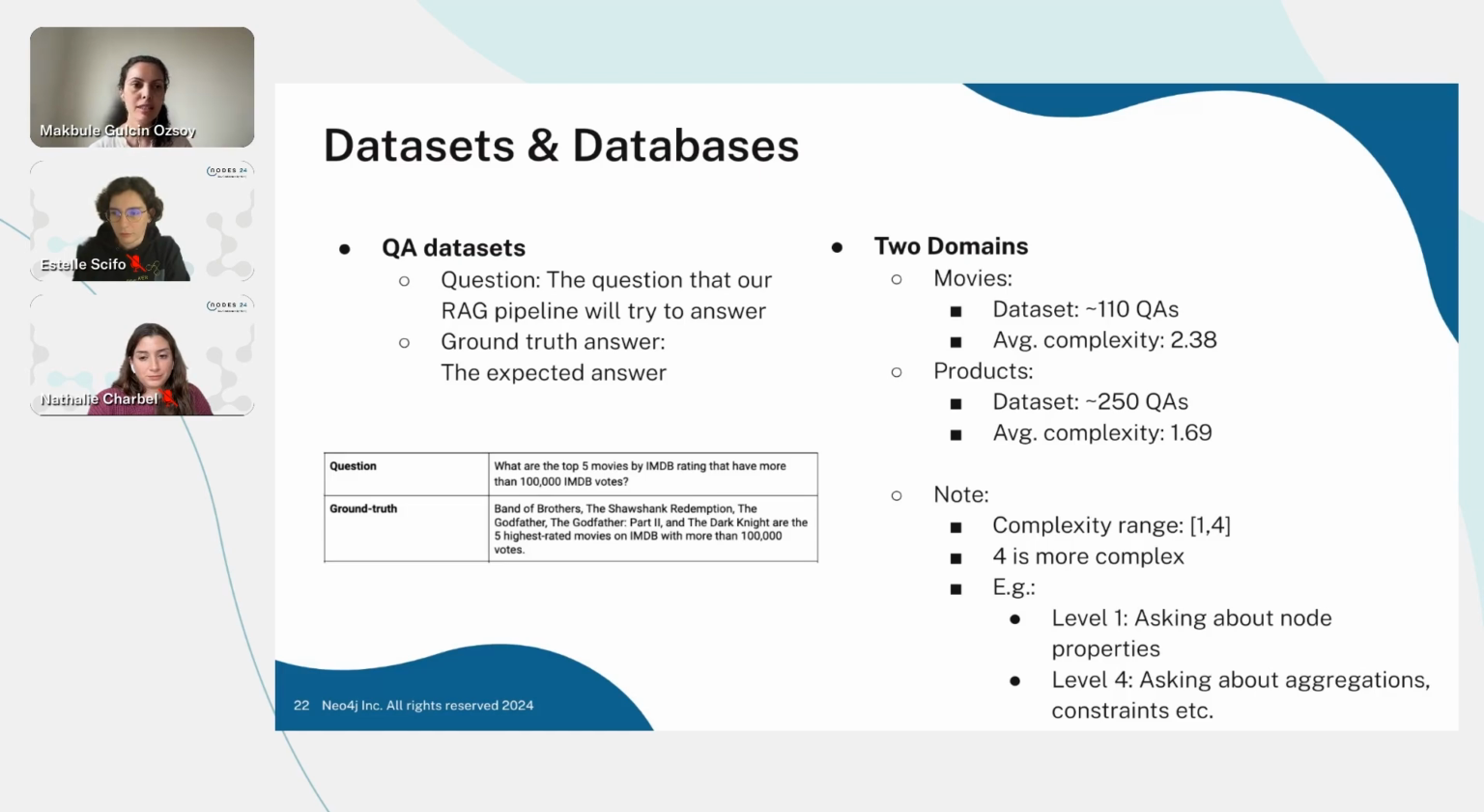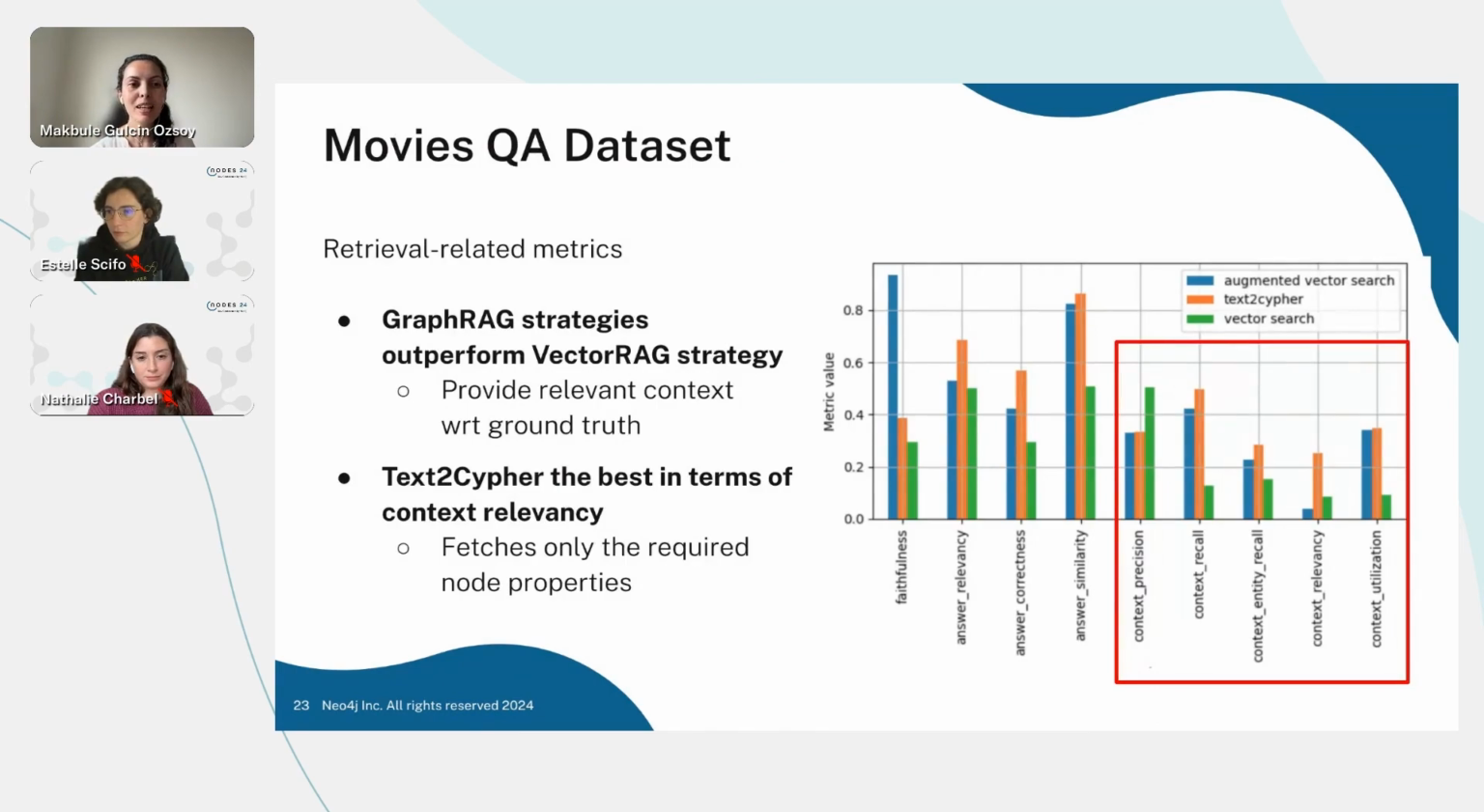When we check the results of the experiments, as you know, we have used the Ragas framework. In the next slide, we will see it. There are 2 kinds of metrics, as Nathalie has already explained, retrieval relevant and generation relevant. When we check the retrieval relevant metrics, we see that GraphRAG strategies, augmented vector search and text-to-Cypher, perform better than vector search. And when we check the best results, they are usually obtained by text-to-Cypher, the only exception being context precision.